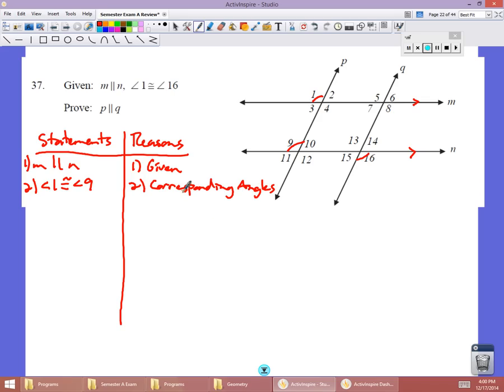Alright, the next thing is we know that angle 1 is congruent to angle 16, and that is because that information is given to us. And actually, we're going to come back to that one in just a second. Before we do that, let's take a look at angle 9 and angle 12. So angle 9 and 12 are going to be equal to each other, and that is because those are vertical angles. So next we're going to write angle 9 congruent to angle 12, and that's because they are vertical angles.